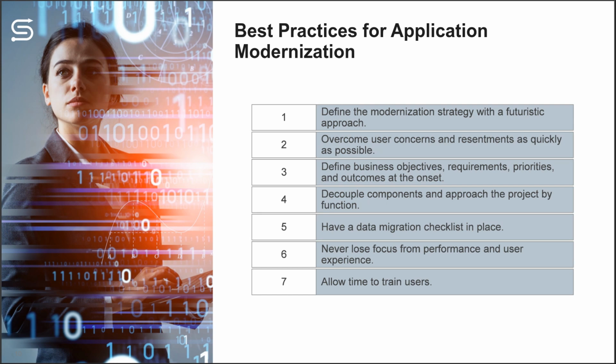The fifth best practice that we would like to discuss is having a data migration checklist in place. Legacy applications generally tend to have a lot of data which needs to be ported to the new application. Not having a data migration checklist might result in a lot of additional effort later on, and it would also increase chances of failure. So at least a strategy needs to be prepared for data migration in the design phase itself.